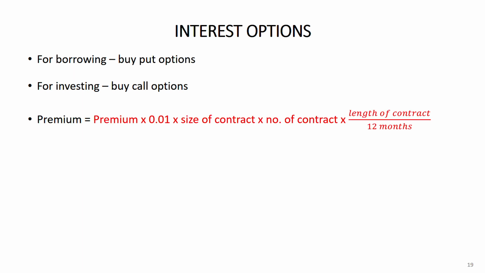Premium. Option means you need to calculate premium. So this is how you calculate the premium. Memorize the formula. This formula is not there in your formula sheet. Premium, that amount, that premium from the table, multiply by 0.01, multiply by size of contract, which will be given to you, multiply by number of contracts, which you have to calculate, multiply by length of contract divided by 12 months. What is the length of contract? The option you have to see. Next, the rest is all the same as currency options.